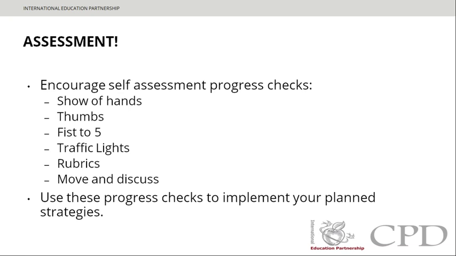Rubrics are useful to compare the students' progress to the teacher's expectations, more useful for older students. And move and discuss is another one that's really useful for older students. When they've had a new topic introduced to them, they have a discussion with the person beside them, and then after a set amount of time, they're instructed to stand up, move to the other side of the room and talk to someone else. So then they're re-explaining themselves and they're being asked different questions by a different person to help to solidify their ideas. So these progress checks will then lead you into your planned differentiation strategies.